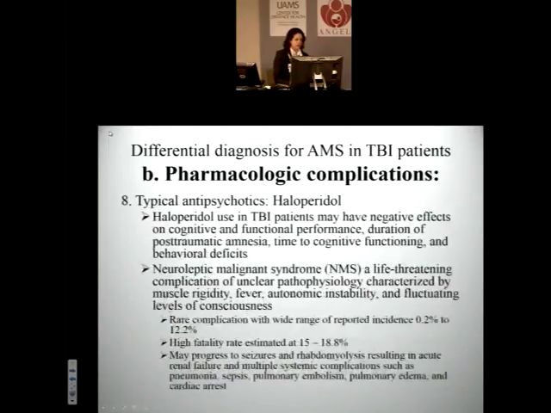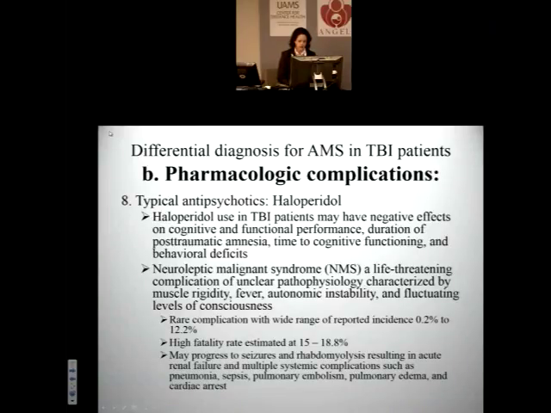The typical antipsychotics are another class frequently used in the acute population. And these have negative side effects on the cognitive and functional performance. They affect the duration of post-traumatic amnesia, time to cognitive functioning, and behavioral deficits. The typical antipsychotics are correlated with, although the pathophysiology is unclear, neuroleptic malignant syndrome, which is something that we need to watch out for. It is a life-threatening complication where you develop muscle rigidity, fever, autonomic instability, and fluctuating levels of consciousness.